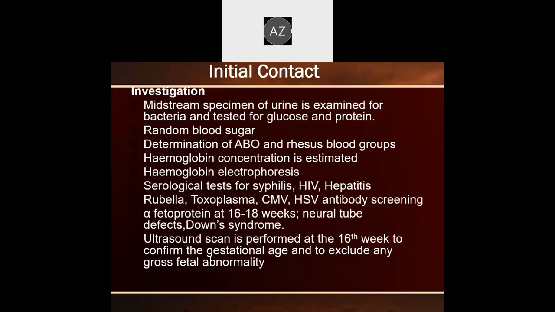Check for alpha fetoproteins at 16 to 18 weeks. It gives a clue for neural tube defects and Down syndrome. Do an ultrasound scan at 16 weeks to confirm gestational age and to exclude any gross fetal abnormalities. These are very, very key.